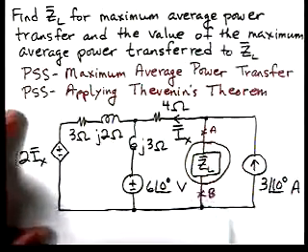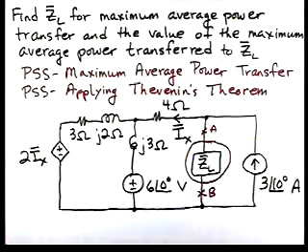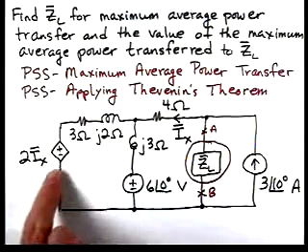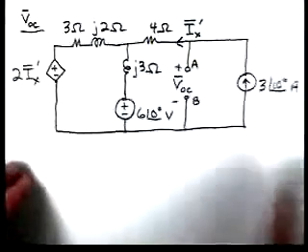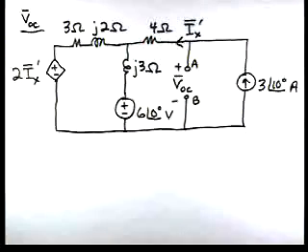So I'm going to circle our load ZL and indicate terminals A and B. Our task is to find the Thevenin equivalent circuit. The only difference here is now we have a dependent voltage source, which means we're going to have to calculate V open circuit and I short circuit. To calculate V open circuit, we're going to remove ZL and analyze this circuit to find the voltage VOC.